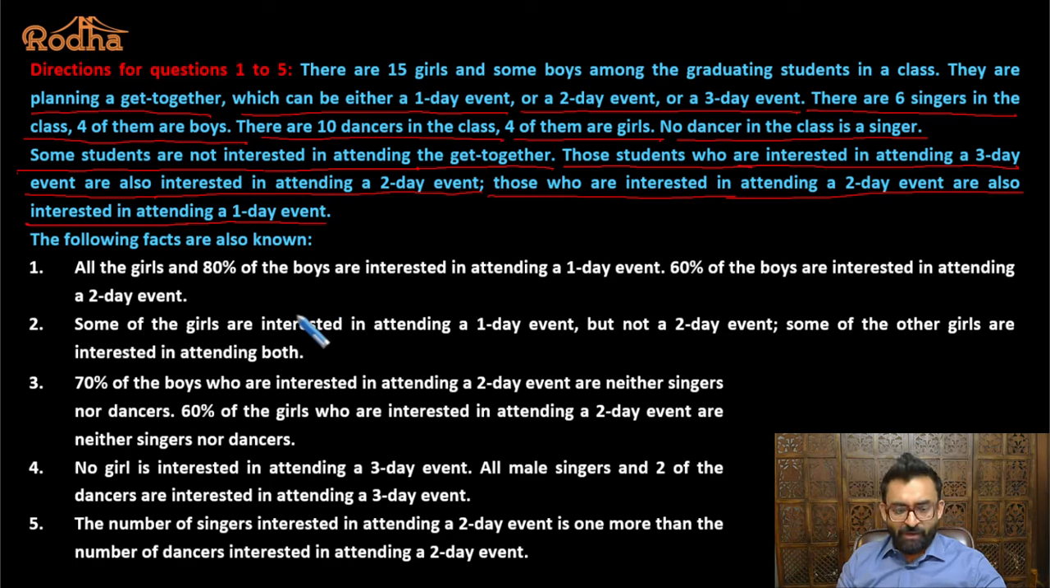Let's read a couple more statements to have an idea what is to be done. Some of the girls are interested in attending a 1-day event, but not a 2-day event. Some of the other girls are interested in attending both. That's what the idea is. 70% of the boys who are interested in attending a 2-day event are neither singers nor dancers. 60% of the girls who are interested in attending a 2-day event are neither singers nor dancers. A very confusing sort of set.